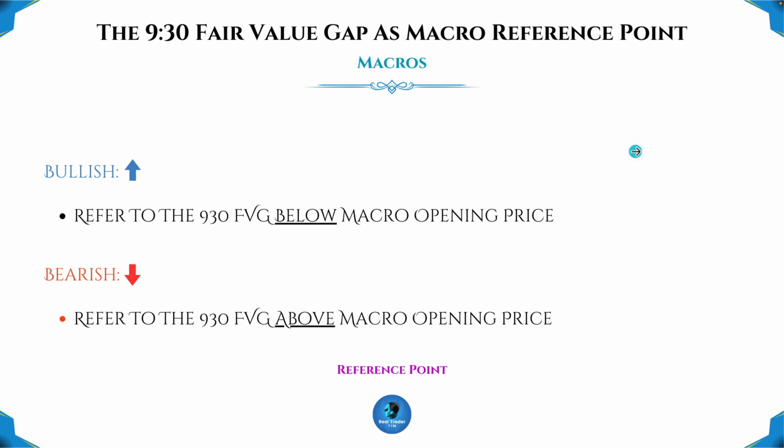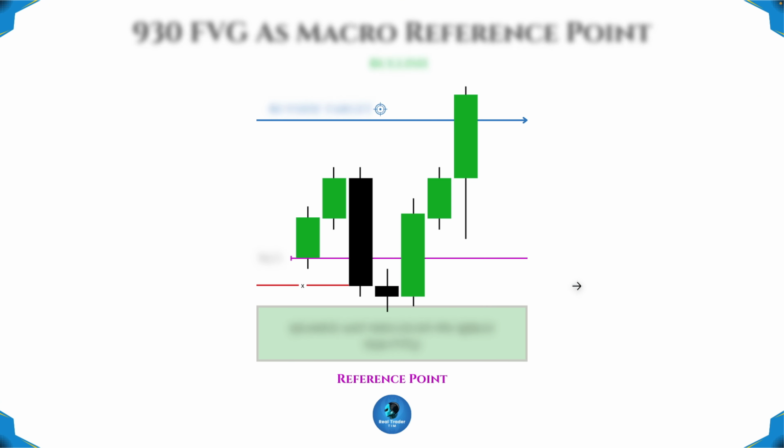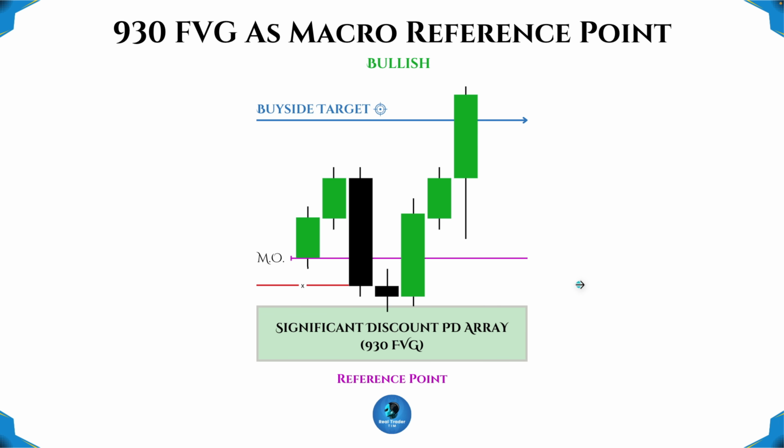So we discussed the 930 fair value gap as a roadblock. Let's discuss the 930 fair value gap as a macro reference point. When we're bullish, we want to see price refer to the 930 fair value gap below macro opening price before providing us the setup. When we are bearish, we want to see price refer to the 930 fair value gap above macro opening price before providing us the setup. So if we visualize this, this is what we are looking for.